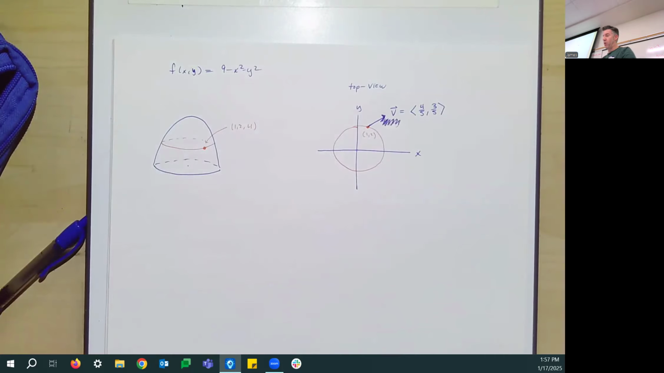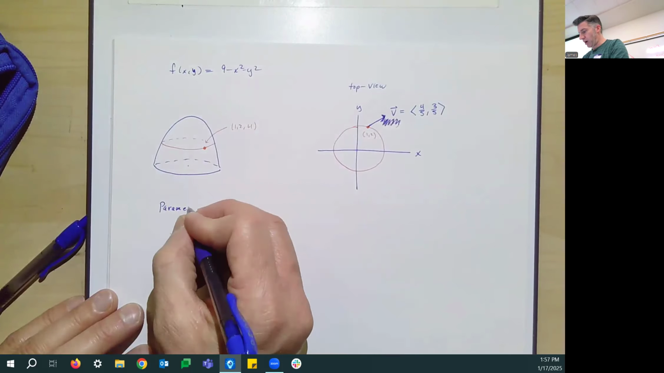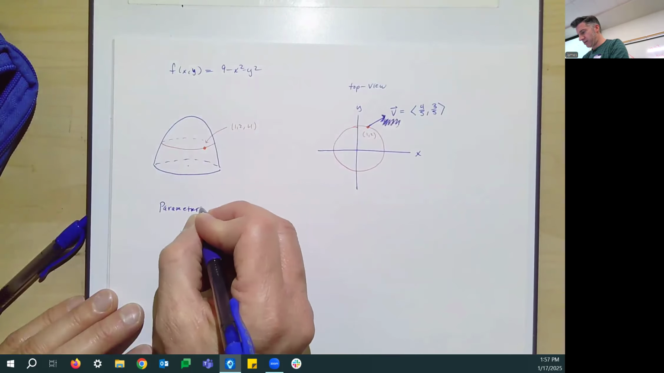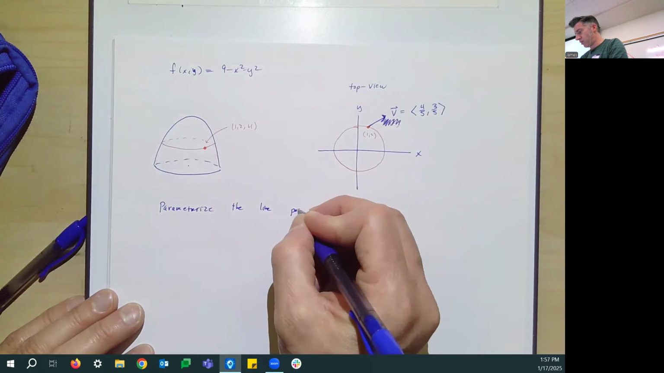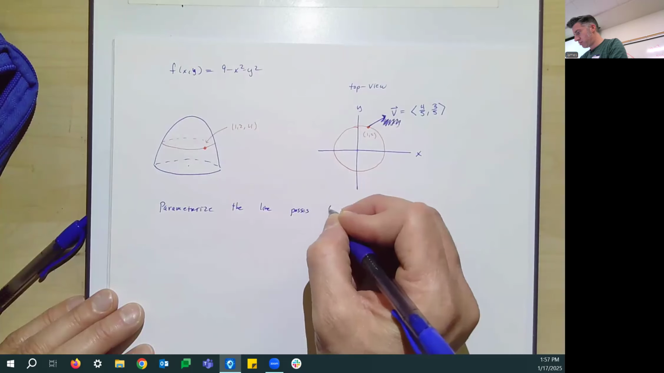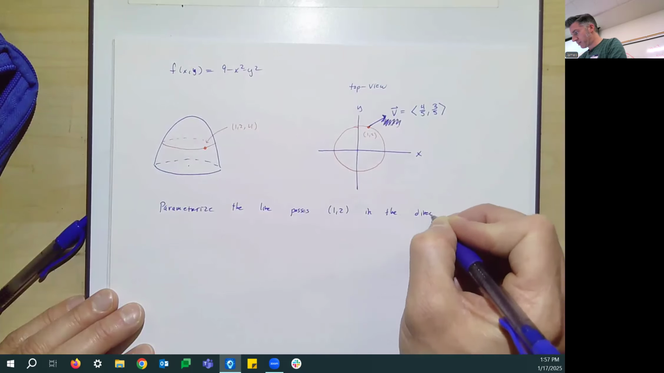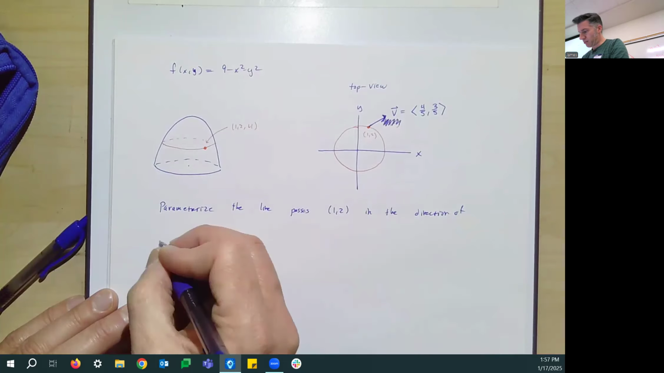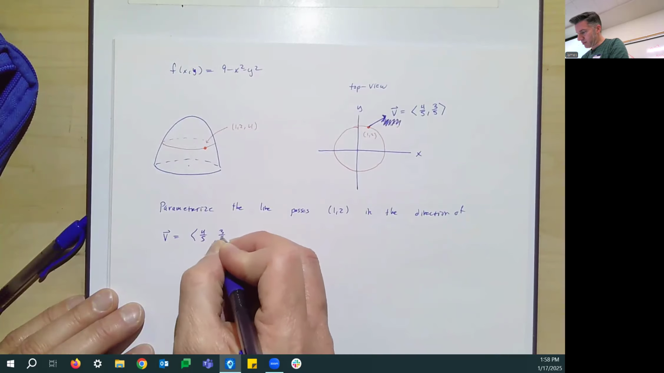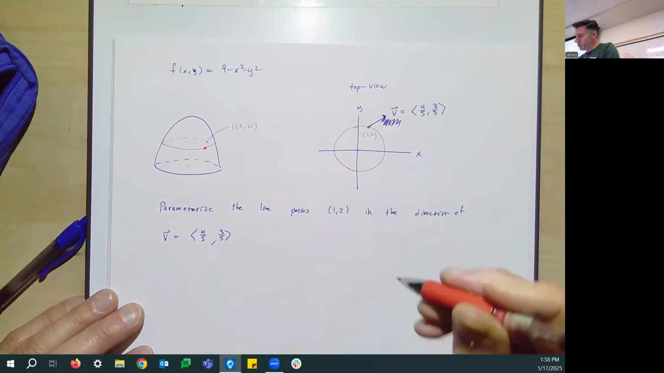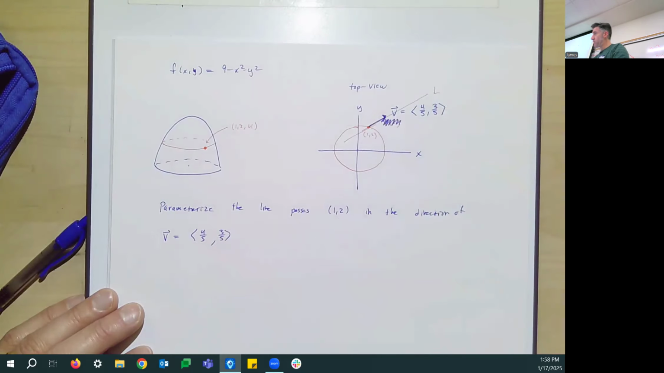So we're going to parameterize the line that passes through the point (1, 2) in the direction of the vector (4/5, 3/5), which isn't too terrible. So here's what we're going to get.